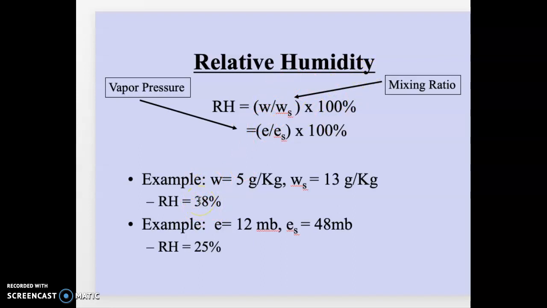Similarly, if you looked up the dew point temperature for vapor pressure, and say a different dew point temperature gave you a vapor pressure of 12 millibars, and a different temperature gave you a saturation vapor pressure, so the amount of moisture that would be necessary to make it saturated, of 48, again, simple math gives you 25%.